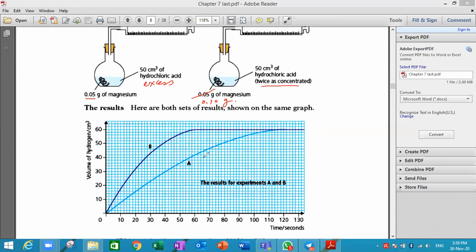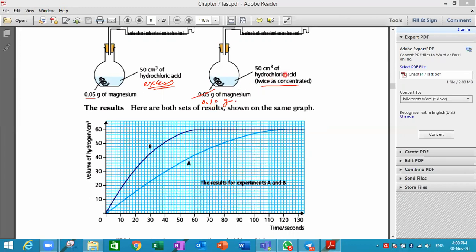Oh wait, did we increase? We increased two things. We increased the concentration of hydrochloric acid, and since it is present in excess, this means that it will increase the rate of the reaction. But now we increased also the mass of the magnesium ribbon that we started with. So what do you think will happen? Will the amount of the gas be the same?